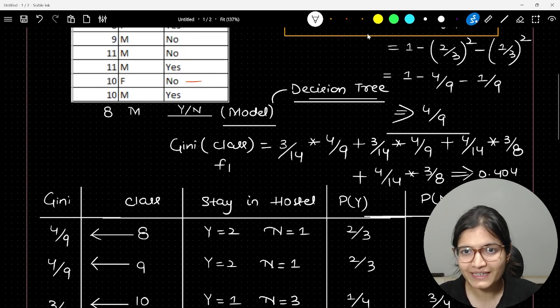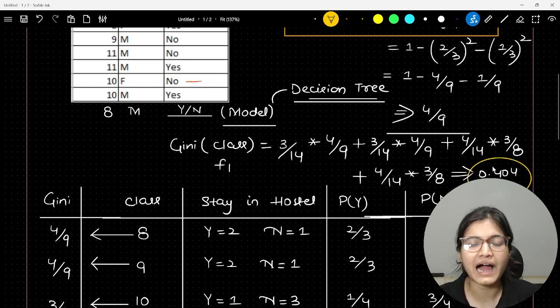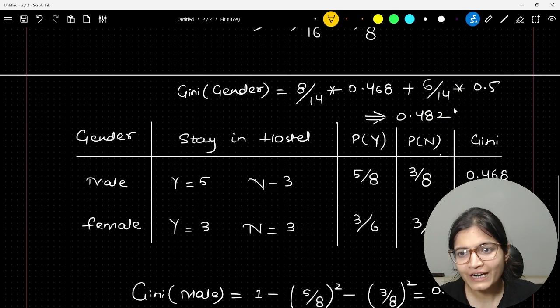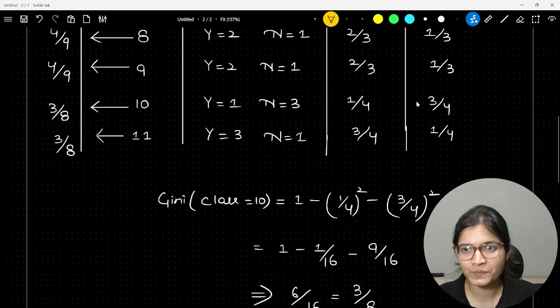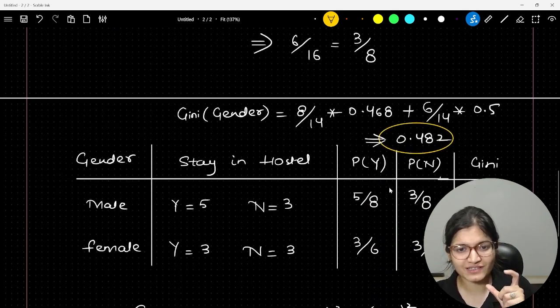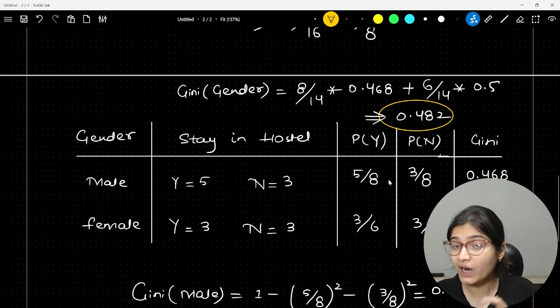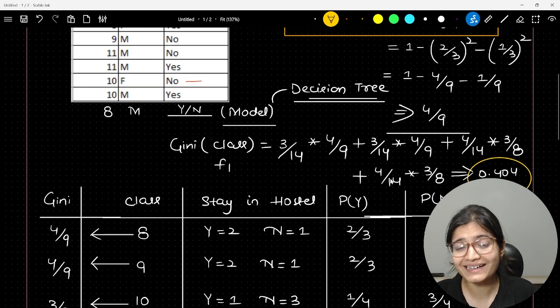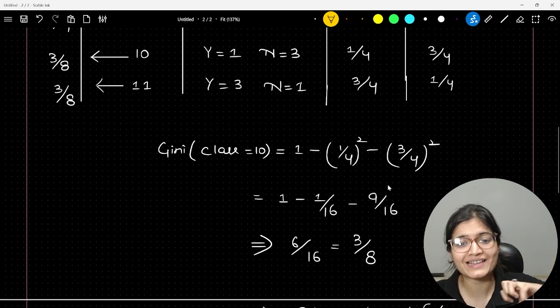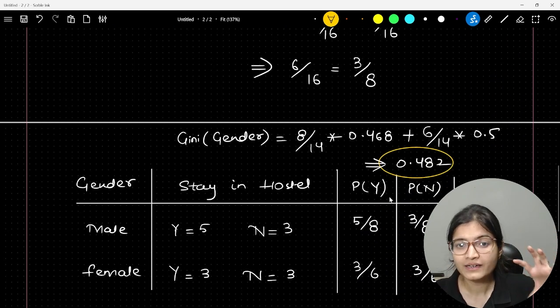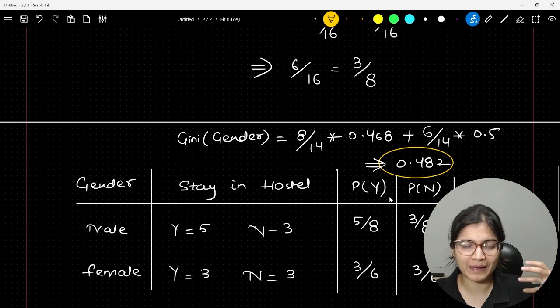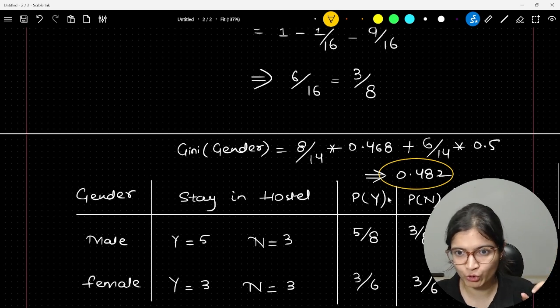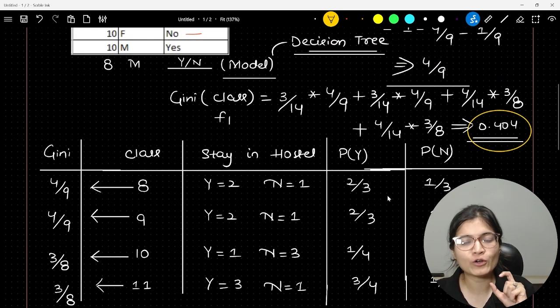Now you can see that we are getting the Gini value for the class feature as 0.404 and for the gender feature as 0.482. Out of these two features, class and gender, what is the minimum? The minimum value is class. It means that this is a purer feature compared to the gender feature, right? See, the lower the Gini, the better the probability of making it the root node. So in this specific case, I will go for class.